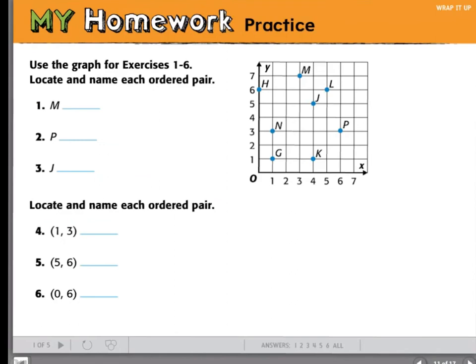And here is some practice questions working on naming and finding ordered pairs. Yes, you need to do all 6. They shouldn't be too hard, but you need the practice. Go ahead and press pause if you need another minute to look at the screen.